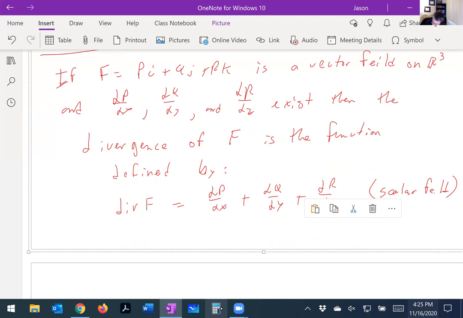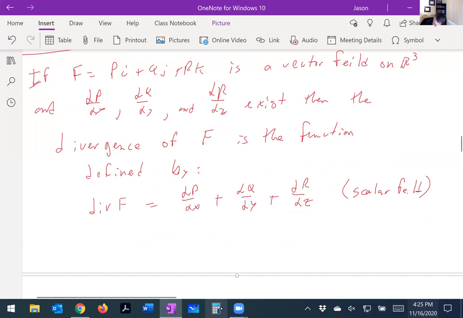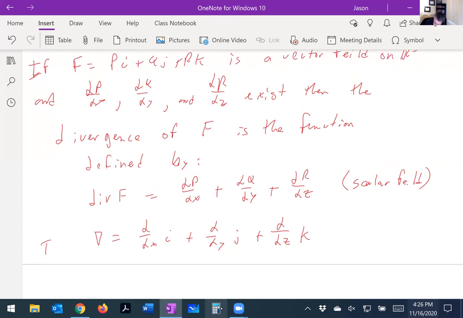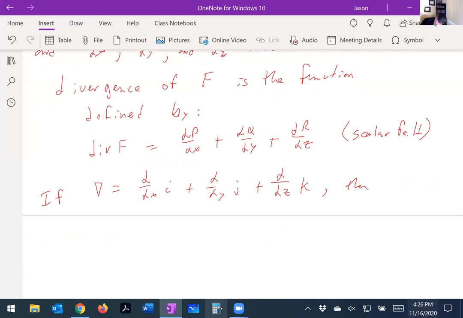Okay, so once again, this one's a pretty easy proof. We're going to say that if we have the gradient function equal to d/dx i plus d/dy j plus partial on z k, then del dot F, what's that going to be? That's going to be this thing, d/dx, d/dy, d/dz, dotted with PQR, right? Make sense?